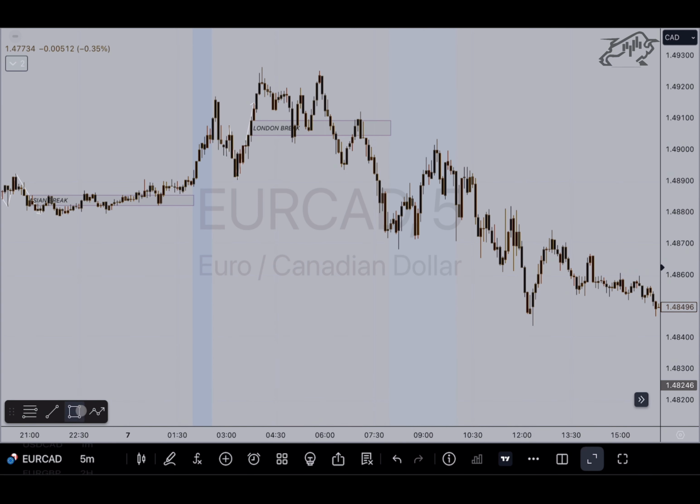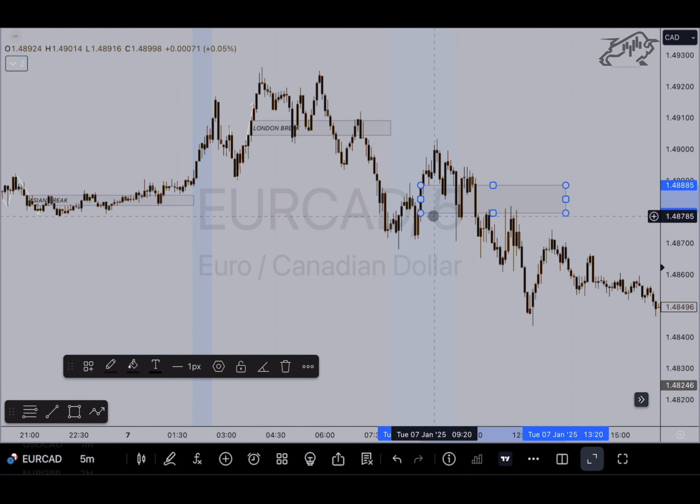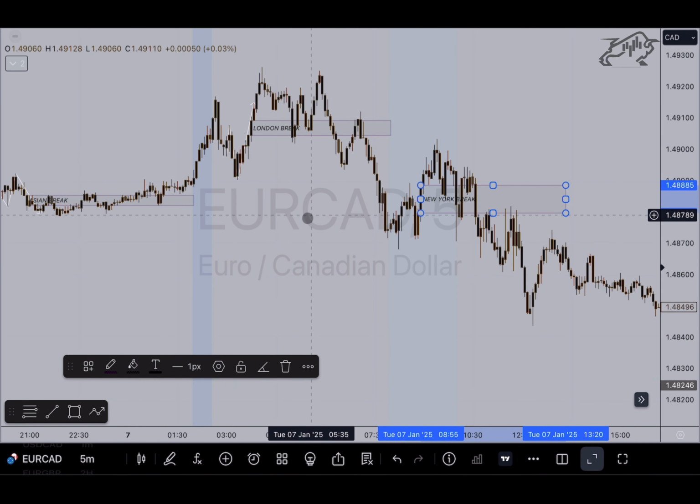This is the first candle that closes in either direction. The first candle that closes above or below the high. It doesn't matter which one. We just want this range to be broken, like I showed you guys earlier. And this is the first candle that does that. And we're going to label that our New York break.